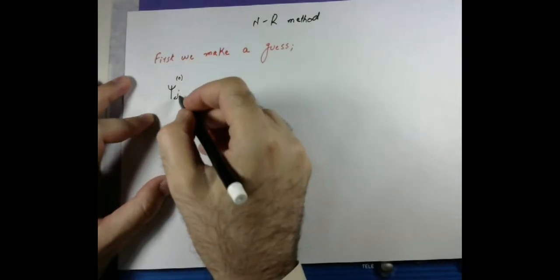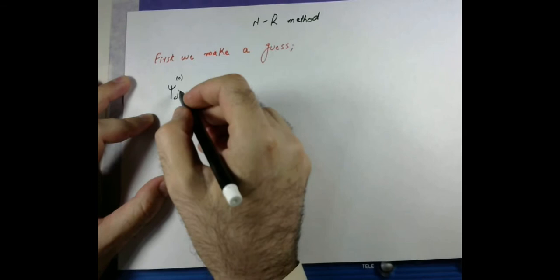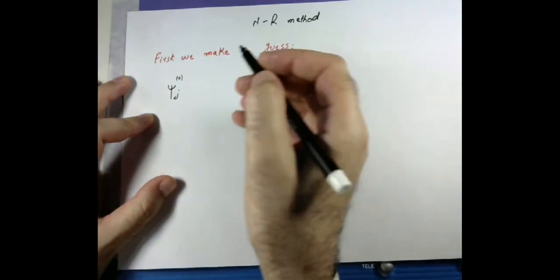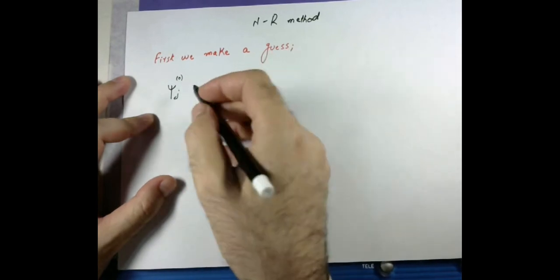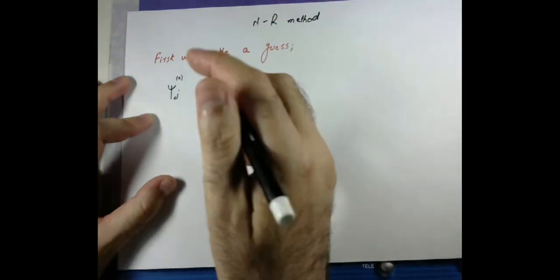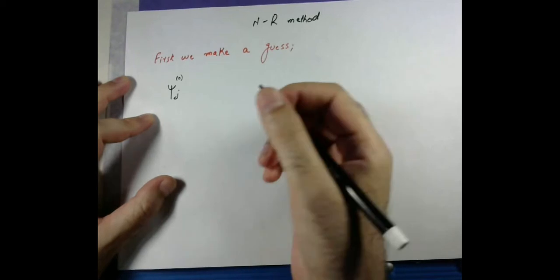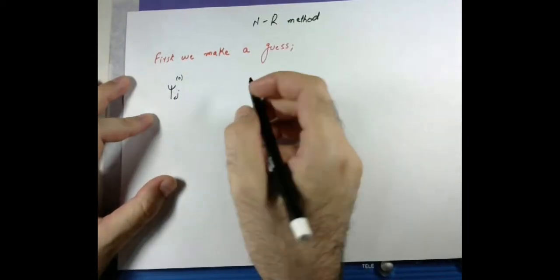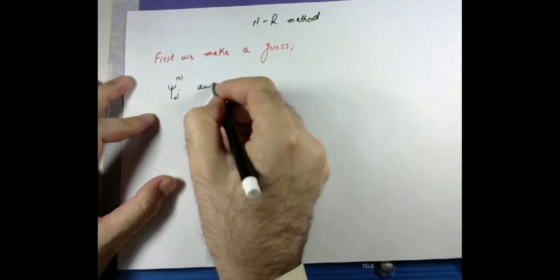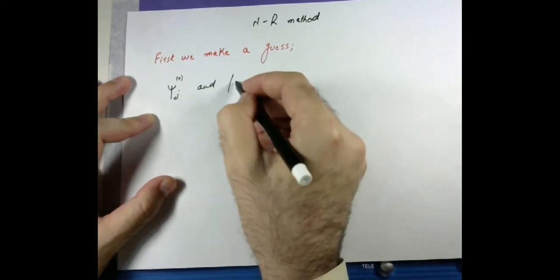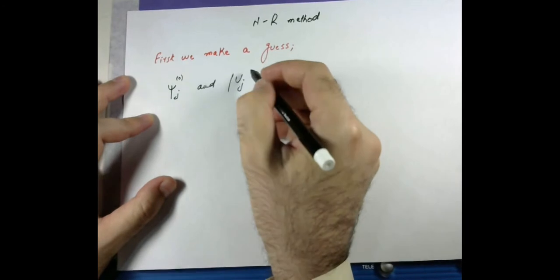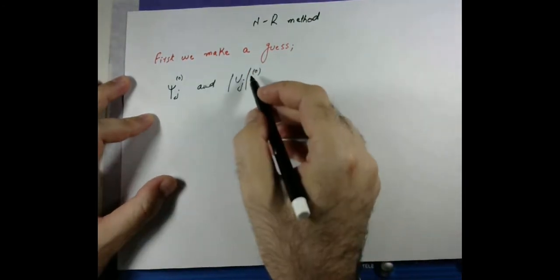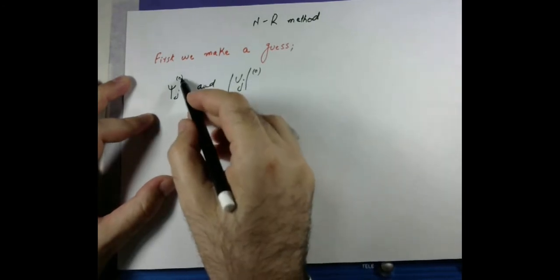So J represents any bus, and depending on the number of buses in a particular problem, J may vary from, let's say, 1 to 2 or 3. If there are 3 buses, J varies from 1 to 3. And similarly, the other guess is the magnitude of the voltage that we guess. And you remember, the initial guess we represent with the 0.